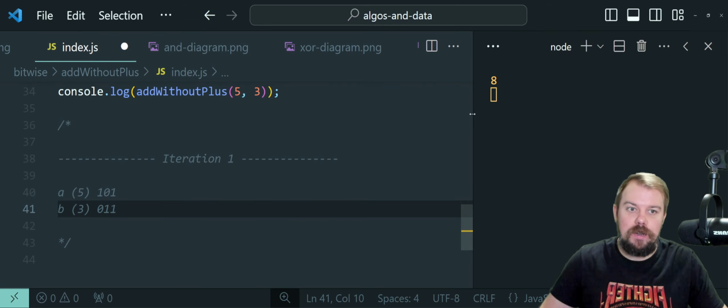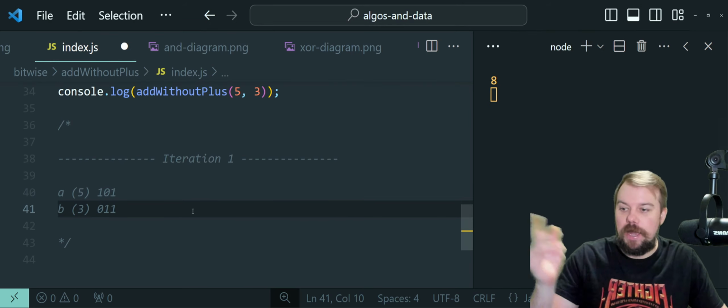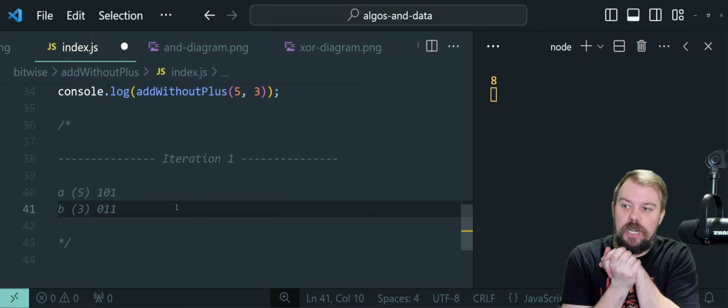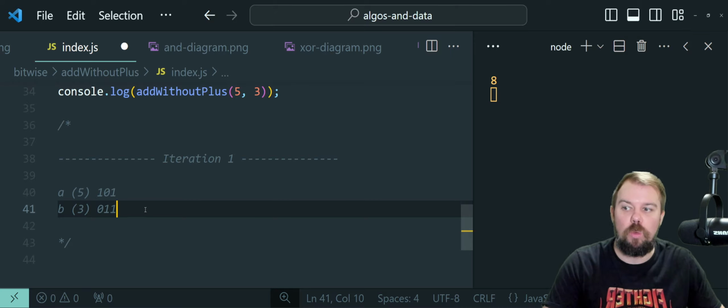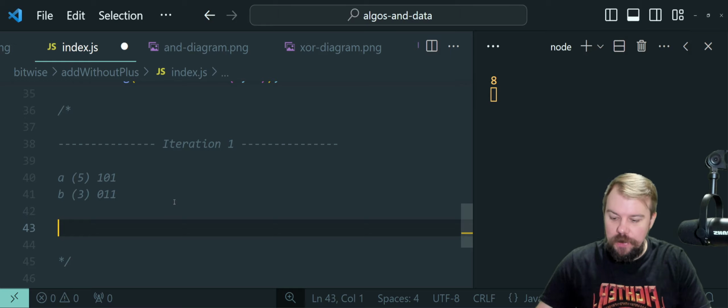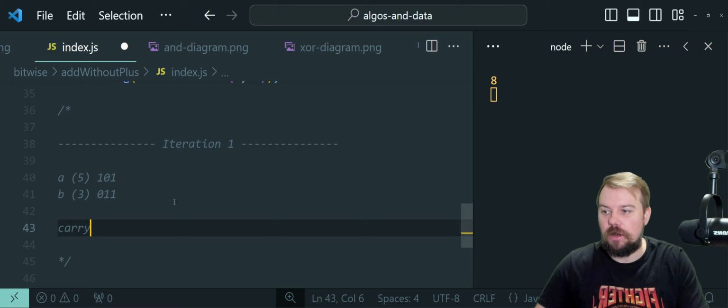I'm going to make it a bit bigger here. This doesn't need to be as big, or doesn't matter. Okay, so there's our first iteration. It's starting out with an A and a B of 5 and 3, which are 101 and 011 as our binary values. So the first operation that we do is calculating our carry, right?